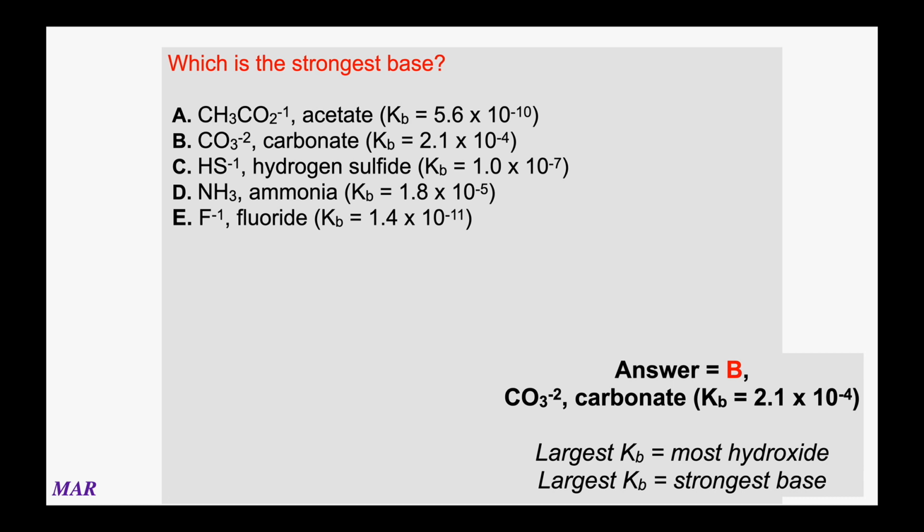You could do the same kind of thing with Kas. Biggest Ka would be strongest, i.e. most hydronium. It's kind of cool how this works out. So it's actually able to classify acids and bases by strength. And again, strength just means most hydroxide for a base, most hydronium for an acid.